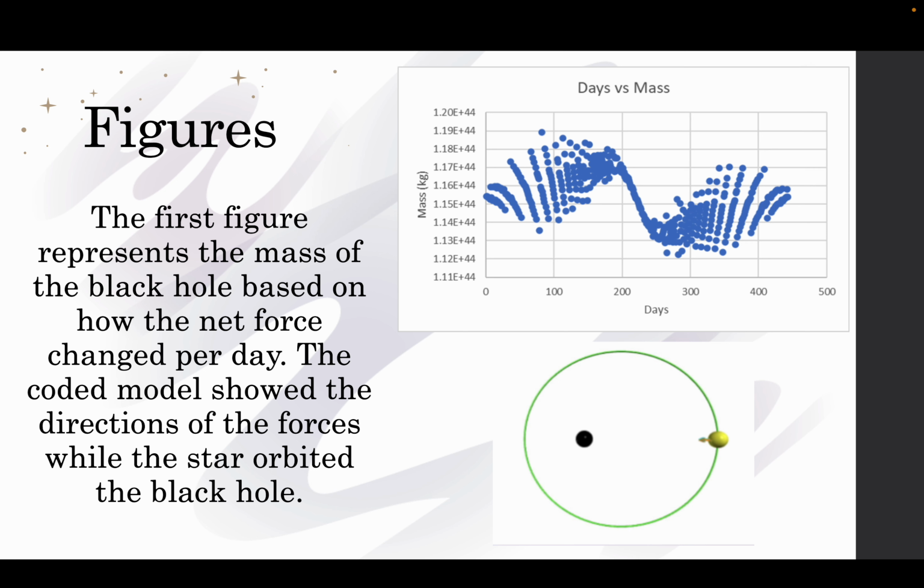The first figure represents the mass of the black hole based on how the net force changed per day. The coded model showed the direction of the forces while the star orbited the black hole, as you can see in the figures to the right.